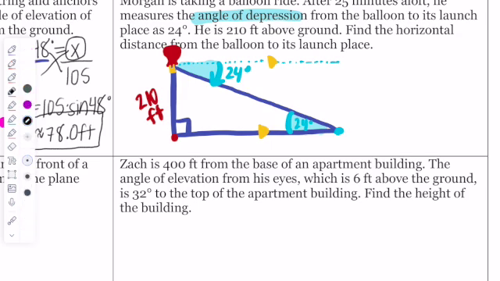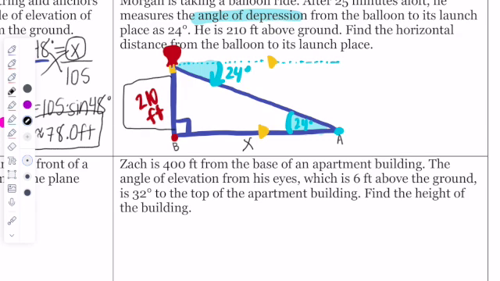So that is not this piece right here. It's not the hypotenuse. The horizontal distance would be like how far would somebody need to drive from point A to point B so that they're under the balloon. That's the horizontal distance. So we're looking for this piece, and I'll call it X.